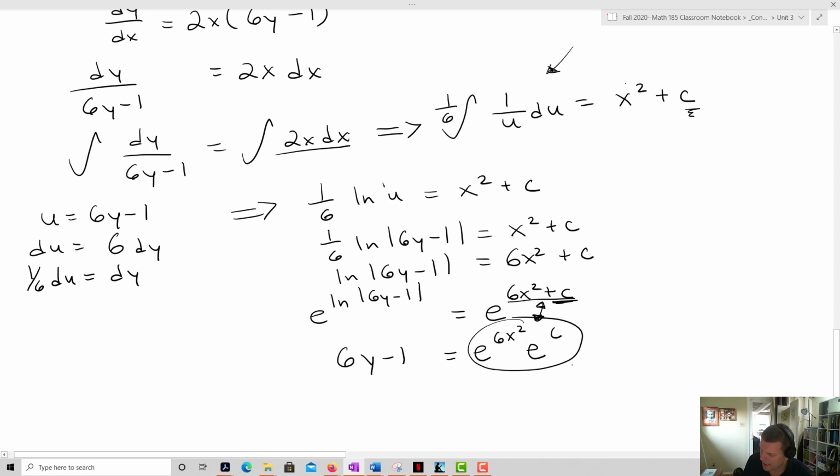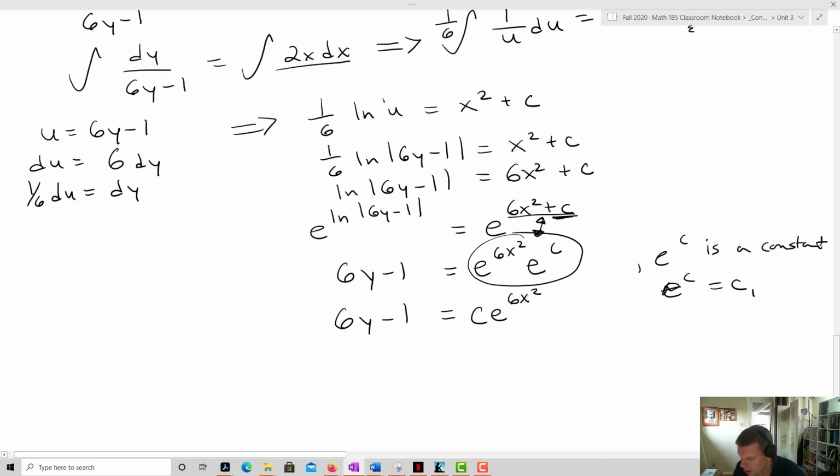Now here's the thing, e to the c is a constant. So we are going to rewrite it as just, we're going to let e to the c equal, we'll call it c1. So this means that 6y minus 1 is going to equal c e to the 6x squared.